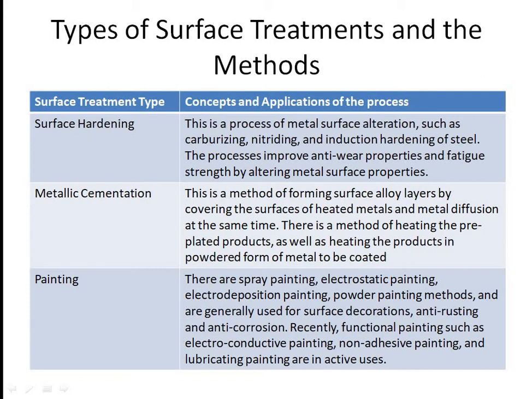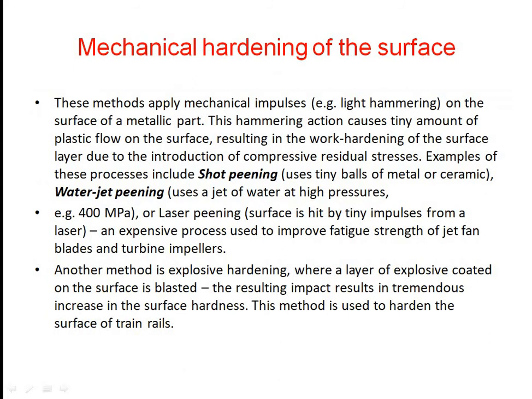And the next one is painting. There are spray painting, electrostatic painting, electrodeposition painting, and powder painting methods, generally used for surface decorations. It is also used for anti-rusting and anti-corrosion. Recently, functional painting such as electroconductive painting, non-adhesive painting and lubricating painting are in active use. These are the surface treatment types which we are going to see in detail in the coming lectures.